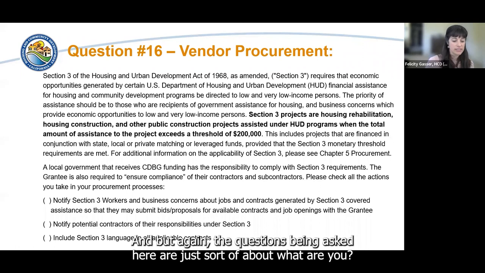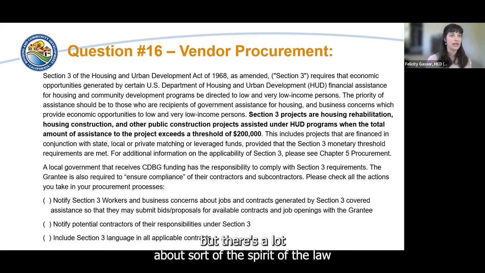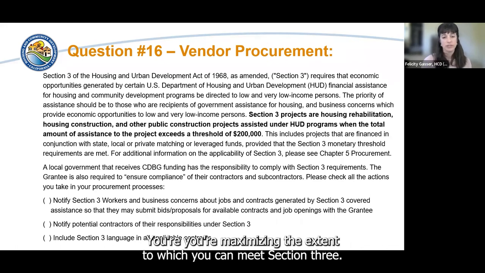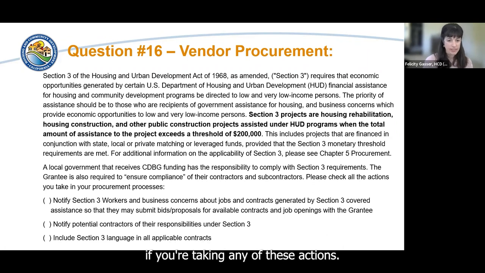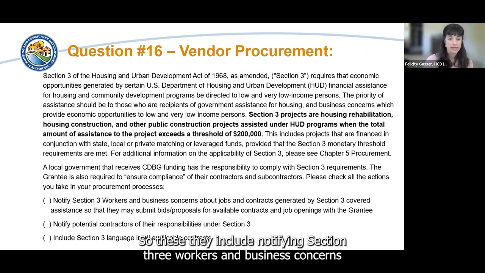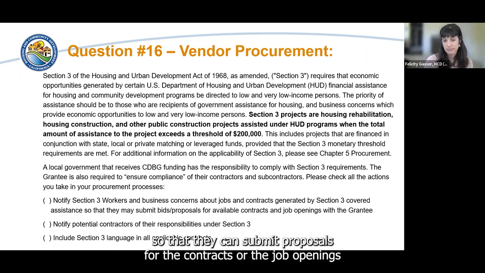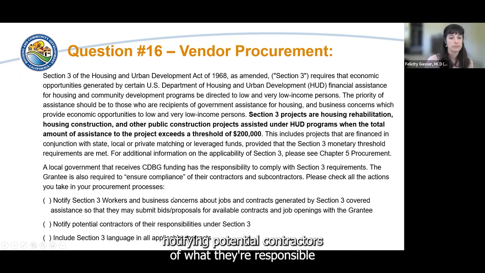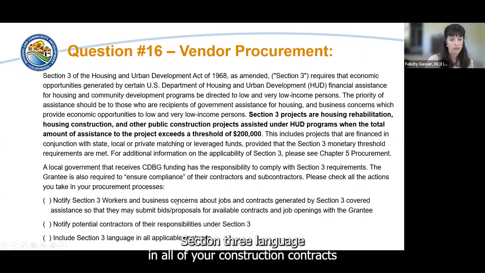But again, the questions being asked here are about, we assume you are meeting the minimum thresholds, but there's a lot about the spirit of the law and what you could do to maximize the extent to which you can meet section 3. So there are a couple of actions that we want you to check if you're taking any of these actions. They include notifying section 3 workers and business concerns about jobs and contracts generated by section 3 covered assistance so that they can submit proposals for the contracts or the job openings, notifying potential contractors of what they're responsible for compliance with under section 3, and then including section 3 language in all of your construction contracts.